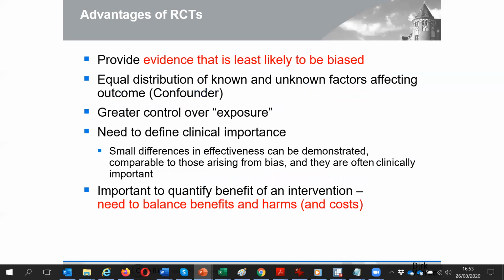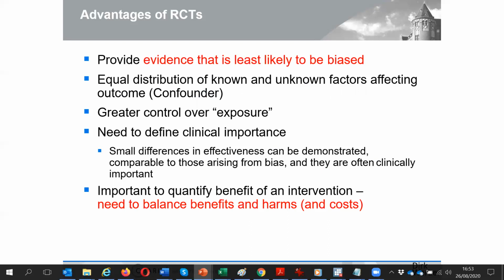What are the advantages of RCTs? They provide evidence that is least likely to be biased. There's equal distribution of known and unknown confounders. There's greater control over the exposure because you assign the exposure to either intervention or not intervention.